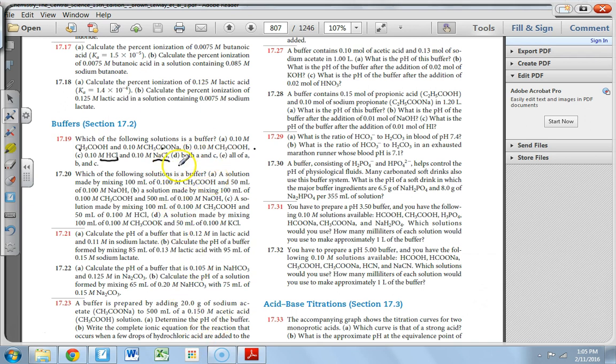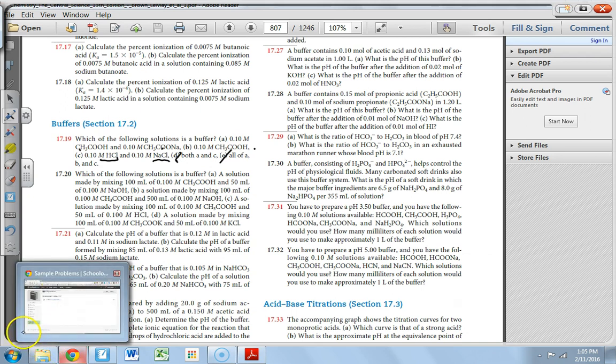So that means that these two can't be the right answer. Okay, so I hope that helps clarify some of the buffer concepts.